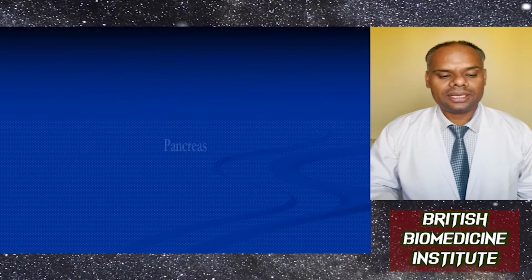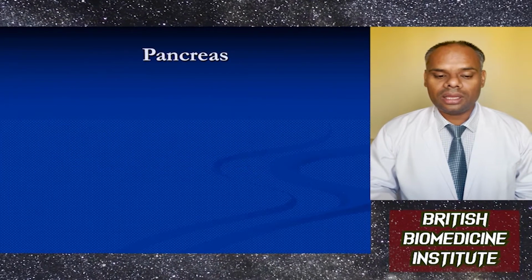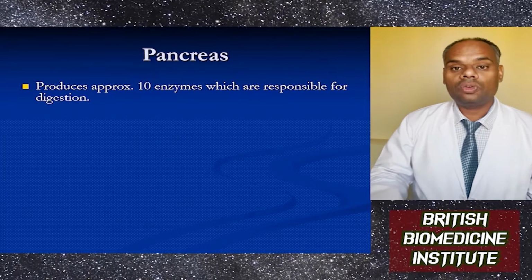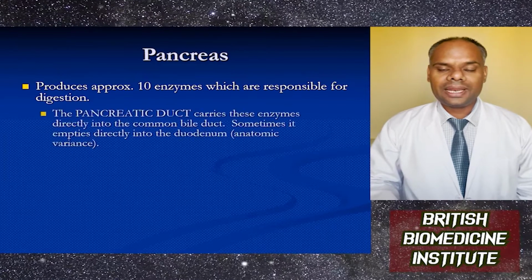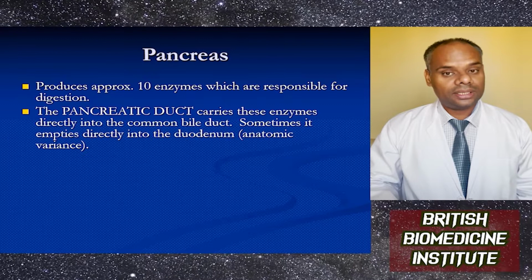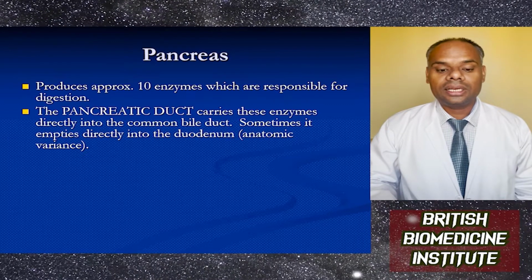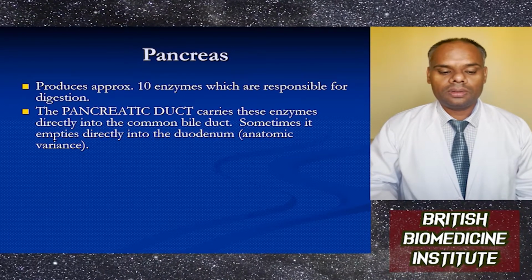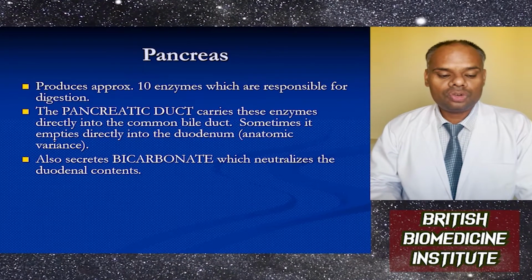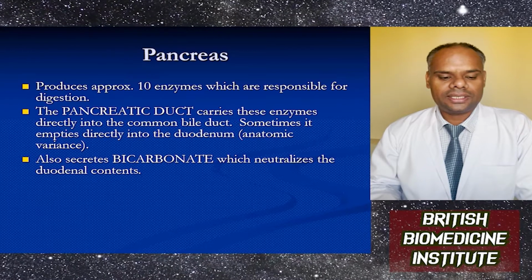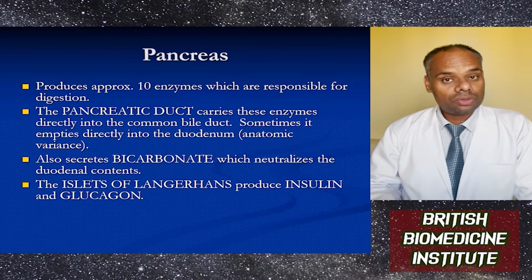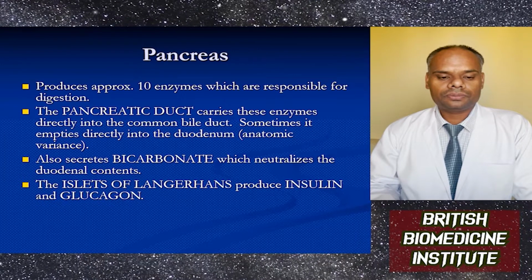So now comes the pancreas. The pancreas produces approximately 10 enzymes which are responsible for digestion. The pancreatic duct carries these enzymes directly into the common bile duct. Sometimes it empties directly into the duodenum. It also secretes bicarbonate which neutralizes duodenal contents. The islets of Langerhans produce insulin and glucagon.